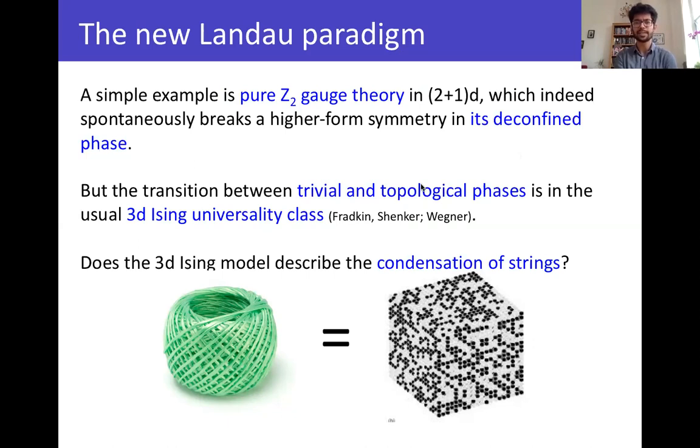But the point is that if you follow this line of reasoning that I've given, what this suggests is that the 3D Ising model should describe the condensation of strings, okay? So this was the line of reasoning that led us to this way of thinking. As I'll explain, this idea has been had by many, many other people over the years, not just us, but this is the line of reasoning that we followed.